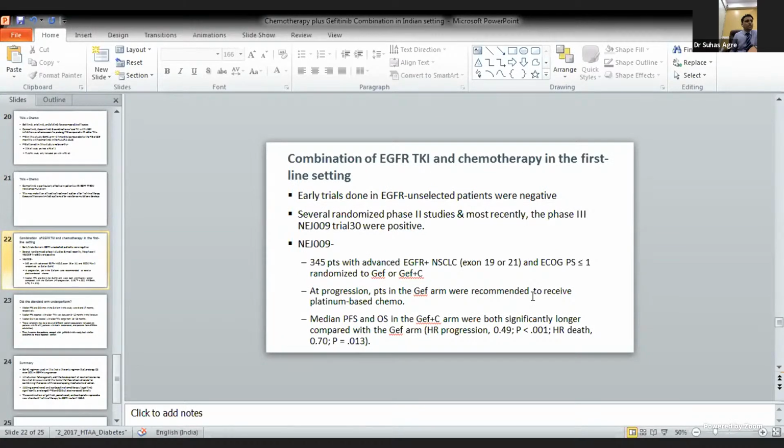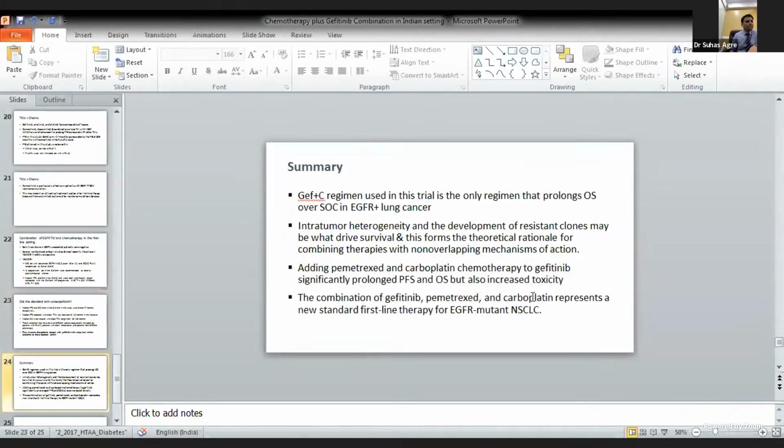Again, this combination of EGFR and the chemotherapy was given some of the very go-ahead points from the NEJ 009 study as well. So to summarize, this combination used in this trial is the only regimen that would prolong the OS over the standard of care in EGFR mutated lung cancer, and this would be very much rational in the Indian setting, particularly when the majority of the patients won't be able to afford osimertinib.